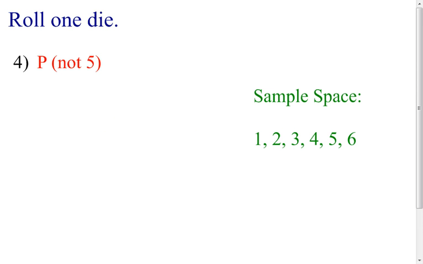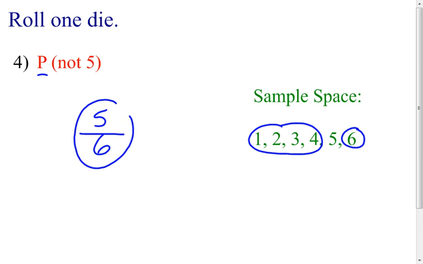All right, again, rolling one die, and this time I want you to find the probability of not getting a 5. That means you could get a 1, 2, 3, 4, or a 6. So again, there are 6 items in my sample space, so my bottom number will be 6. 5 out of those 6 items in this case are not a 5, and 5 out of 6 does not reduce, so I can just simply leave it as that.